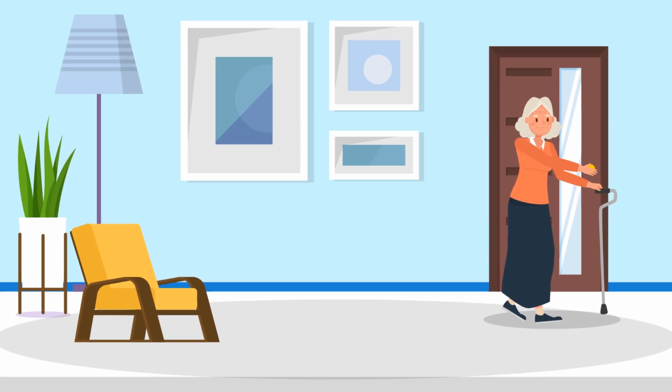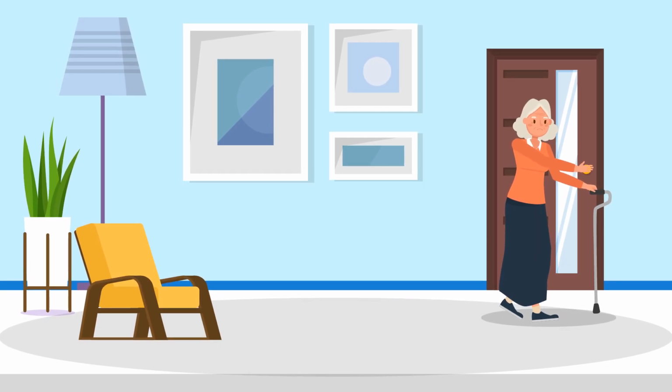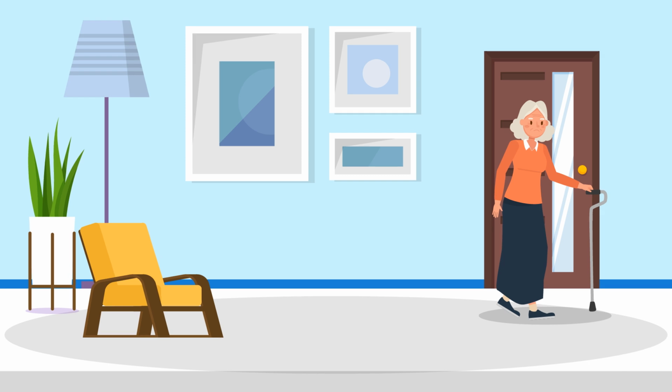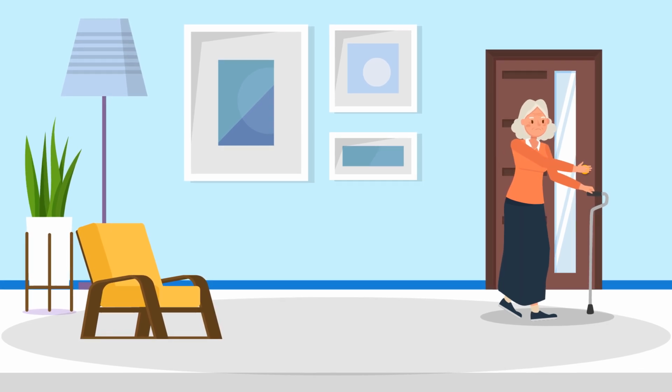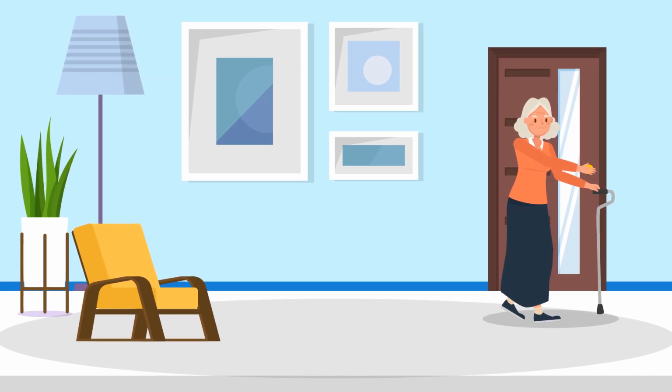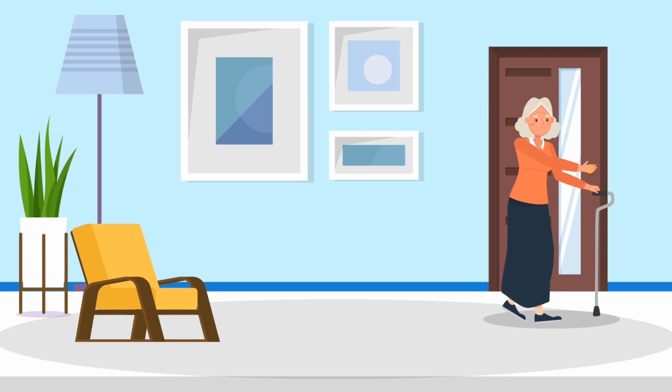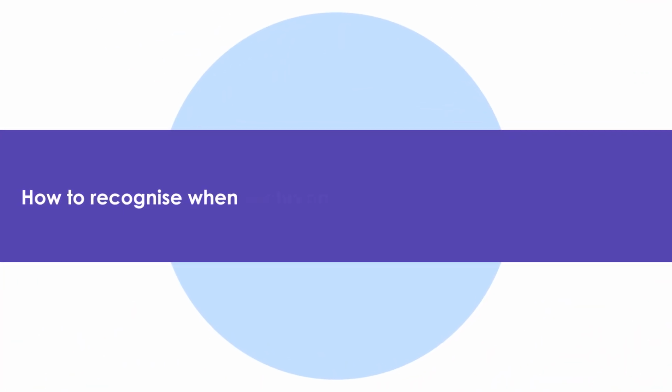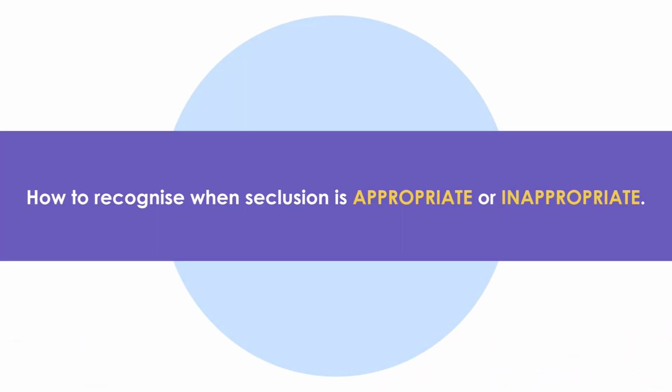Examples of seclusion include locking a resident in their room or other part of the facility, or staff and residents leaving an area where the resident is unable to leave and is left on their own. How to recognise when seclusion is appropriate or inappropriate.